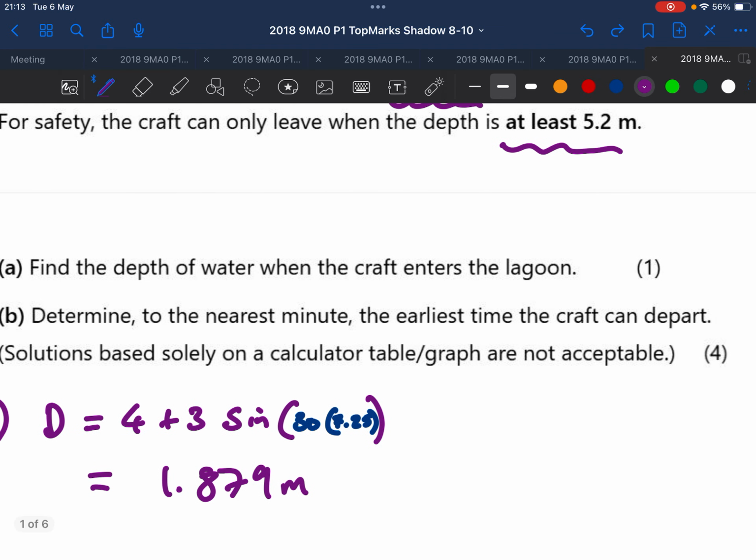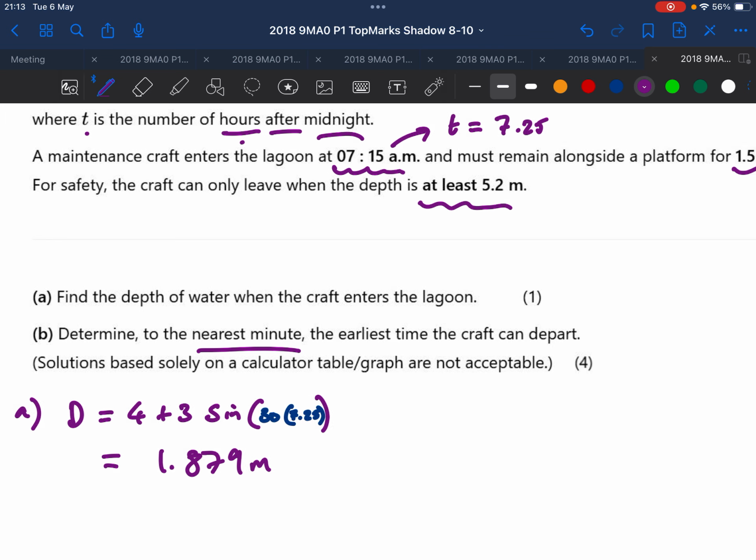Determine to the nearest minute. Nearest minute, we might use that button on our calculator, the one that has lots of degree symbols and so on. If you don't know what I'm talking about, I'd encourage you to look around. That's often quite useful on these kind of questions. Nearest minute, the earliest time the craft can depart. We're not allowed to just use a calculator or something.